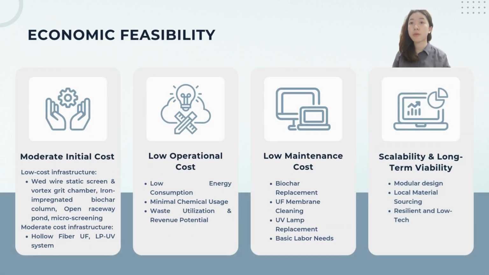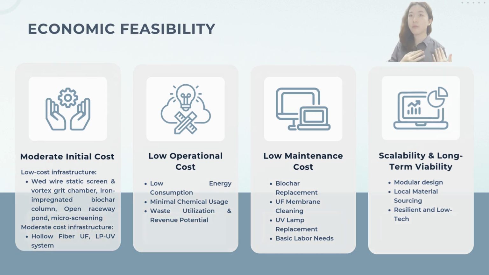Now, we move on to the economic feasibility. Hollow fiber UF and the low-pressure UV disinfection system have moderate capital costs, whereas the remaining components have low capital costs due to gravity-driven processes and locally sourced materials. Most components rely on natural treatment methods, gravity-driven procedures, and low-energy technologies, leading to low operational costs. The maintenance cost is generally low, with only a few components requiring periodic replacement or cleaning. This system is highly scalable due to its modular and adaptable design. It is economically sustainable due to low energy usage and locally available materials.